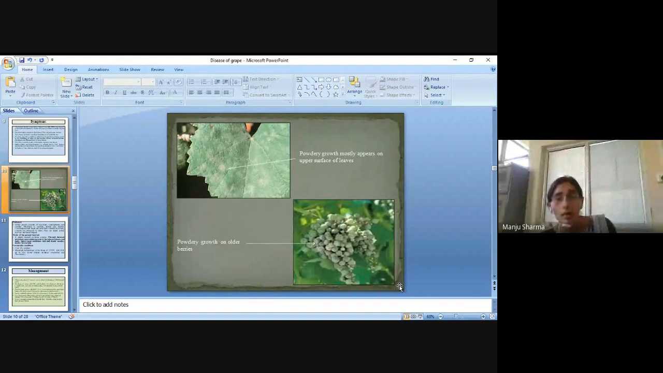So these are the symptoms. Like in downy mildew, there were yellow color spores on the upper surface. And now the powdery growth mostly appears on upper surface of the leaves, and in another diagram, powdery growth on older berries. So it will be on the leaves and the berries.